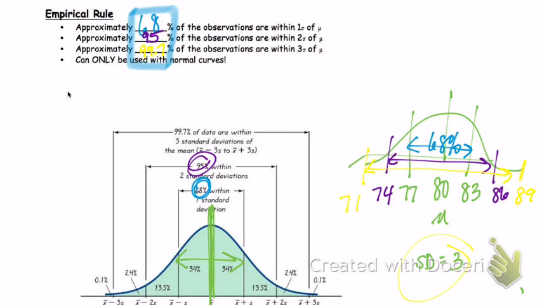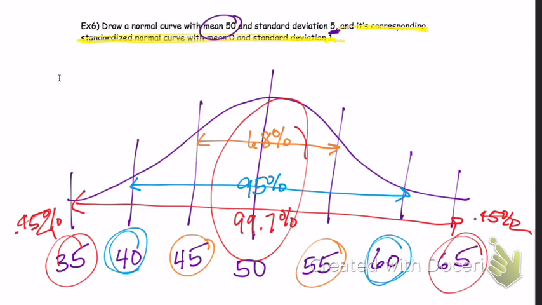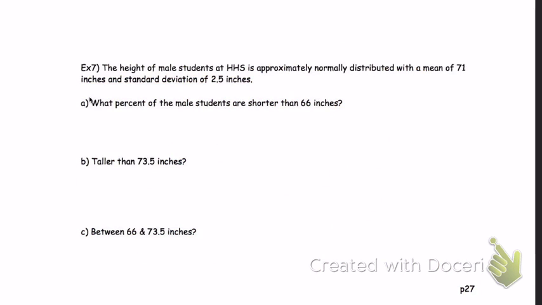So the calculator will calculate the standard deviation in such a way that fits this model right here of 68, 95, 99.7. So 68% are within 45 and 55, 1 standard deviation. 95 are within 40 and 60, 99.7 are within 35 and 65. So in an example like this, you can use your calculator to calculate the proportions or the percentages underneath the curve. So here's an example.